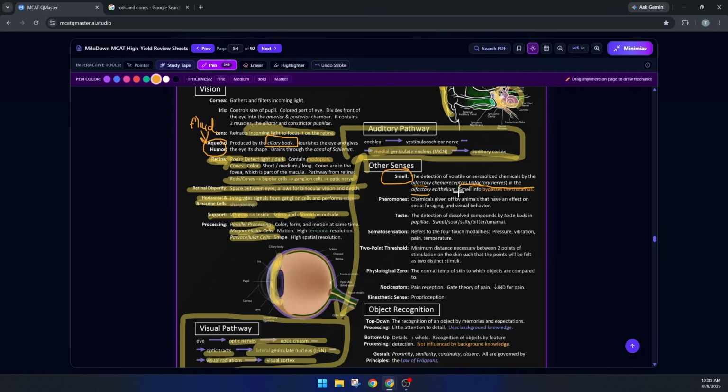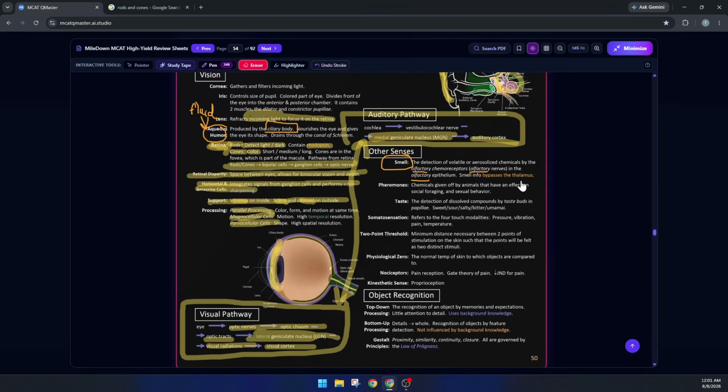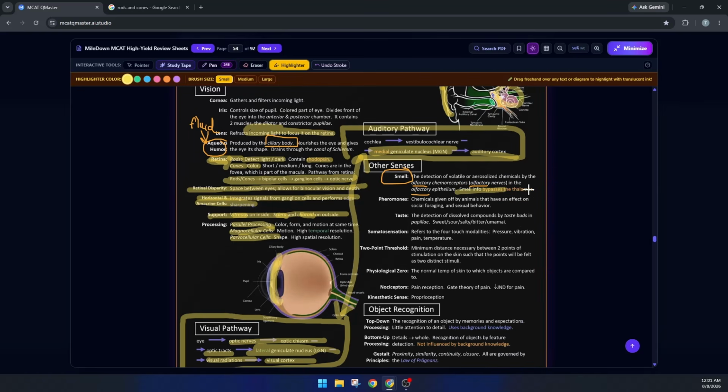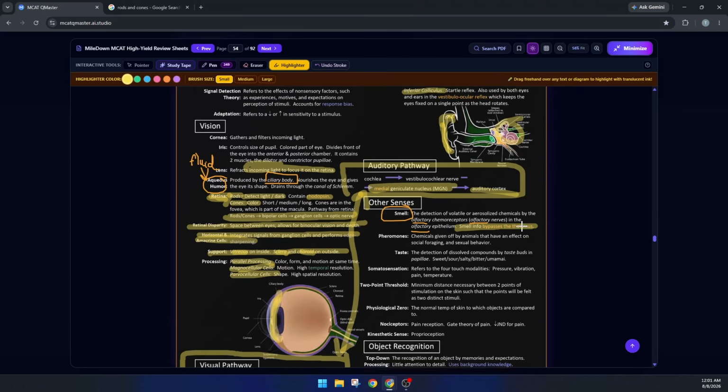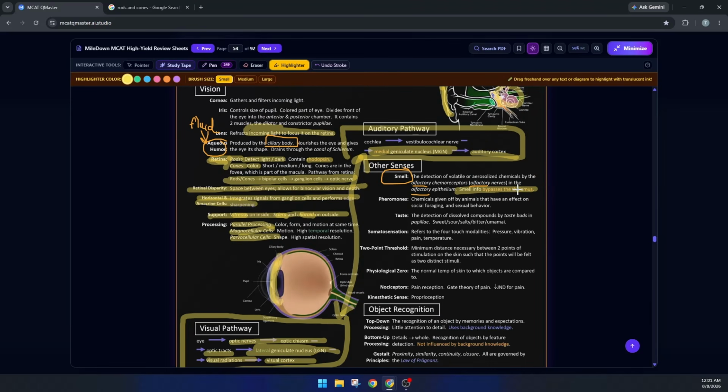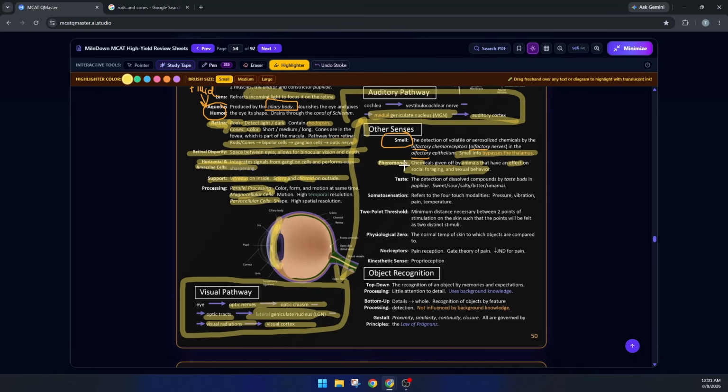Your smell is the only one that will bypass the thalamus. Remember we talked about earlier, your thalamus is a relay system for your senses, right? So the only one that doesn't go through the thalamus is your smell. Okay, pheromones. Pheromones have to do with smell as well. Scientists say that there are chemicals given off by animals that have an effect on others. Just read up a little bit more about examples of what pheromones are and how they're related to smell, okay?